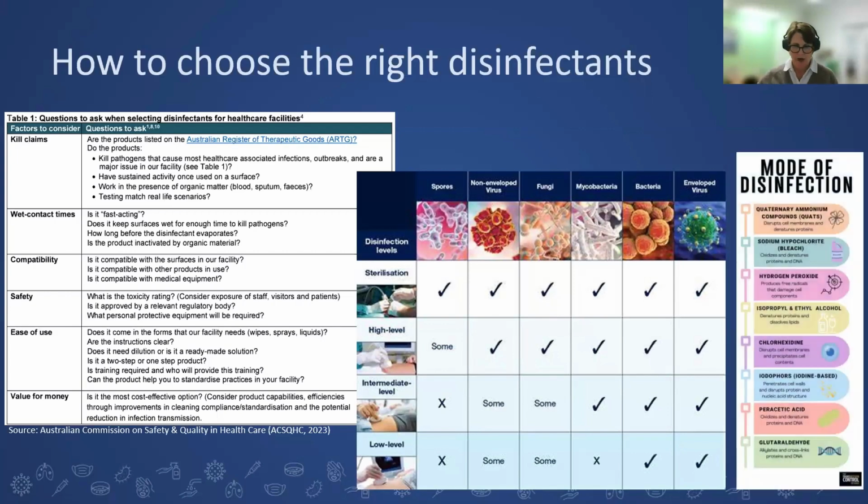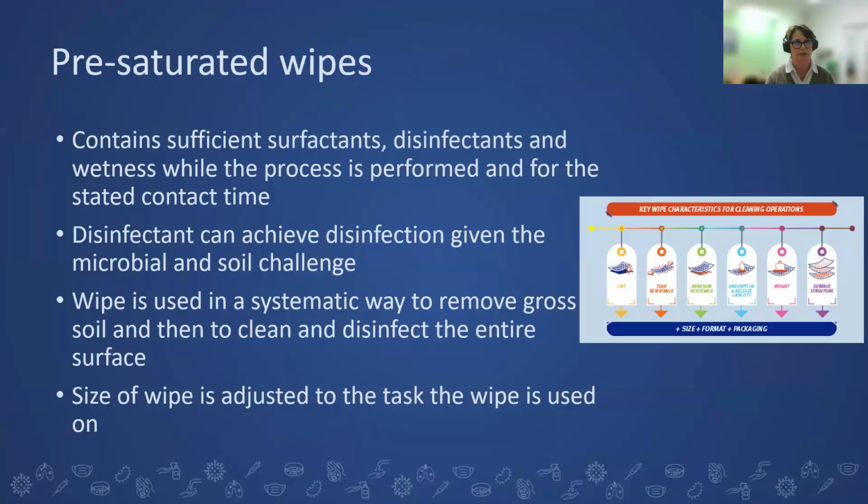Some of the types of low and intermediate level disinfectants include the quaternary ammonium compounds, the ethyl or isopropyl alcohols, the chlorine releasing agents, and also the improved hydrogen peroxide products. So there's quite a lot there to consider. In relation to pre-saturated wipes, they're becoming very commonly used, and they do contain surfactants, but also disinfectants and wetness.